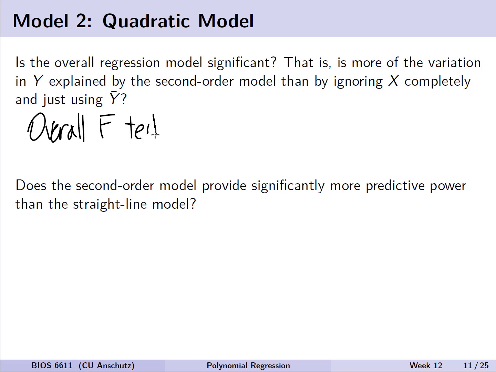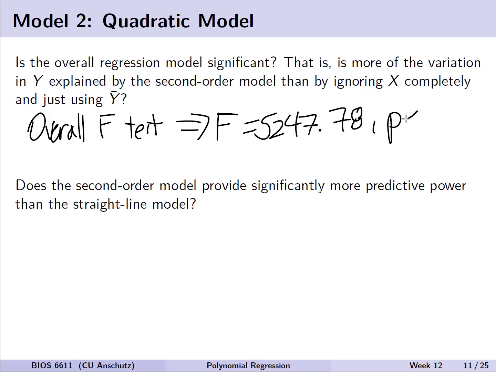And we can note here as well that we had that information on the previous slide, where we can go back, or we can just note F was equal to 5,247.78, and the p-value was less than 0.001. Therefore, we would reject the null hypothesis, like we said on the previous slide, and determine that this model is significantly better than just using y bar.